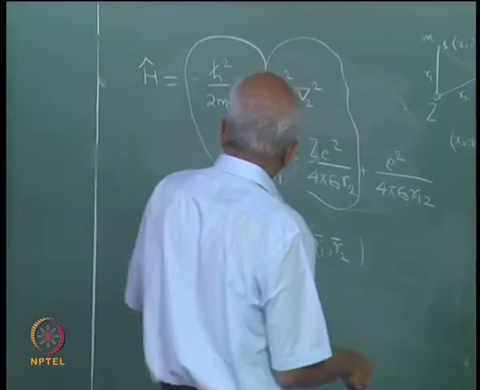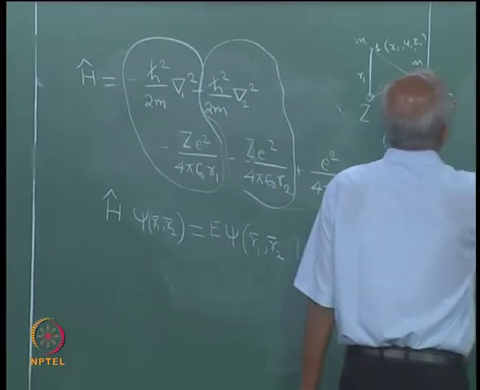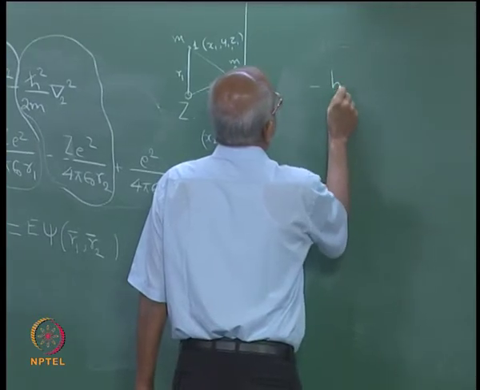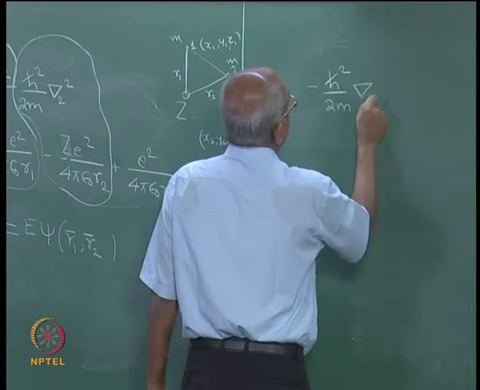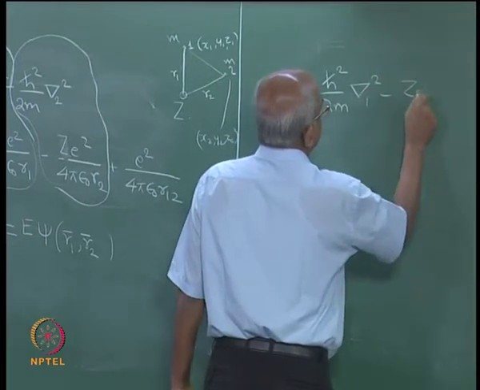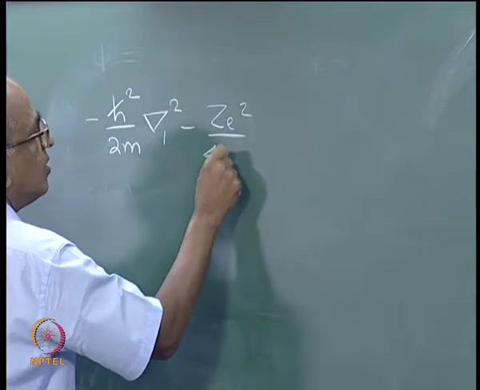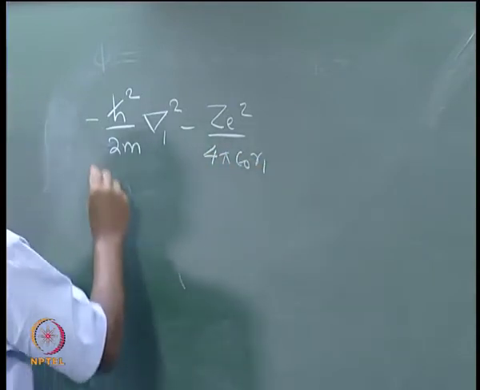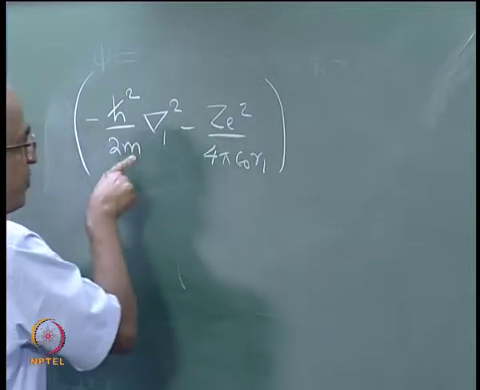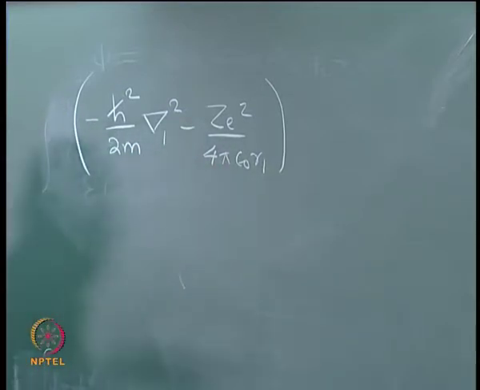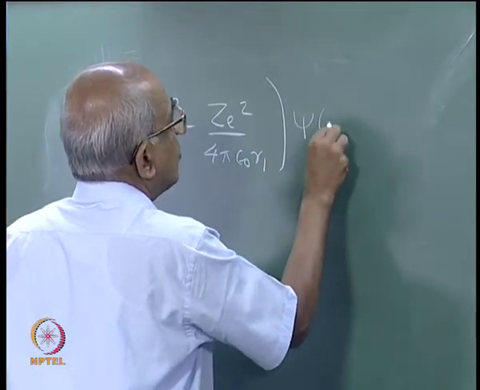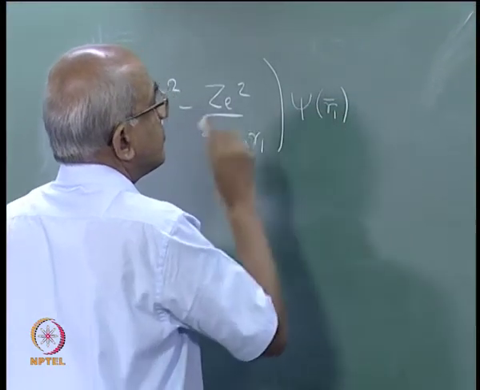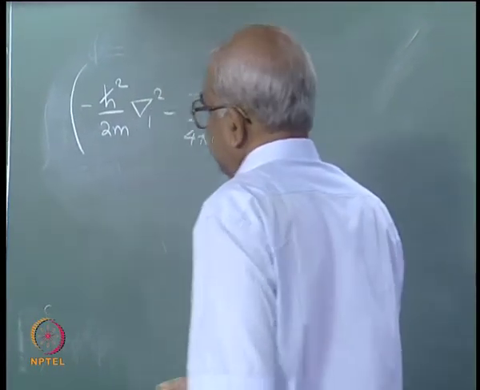So, each electron, what will happen? It will be governed by an equation which I may write as minus h cross square by 2m del 1 square minus z e square divided by 4 pi epsilon 0 r1. This will be the kinetic energy of electron 1, potential energy of electron 1 due to its interaction with the nucleus, and you will say, okay, there is a wave function which will depend upon the coordinates of that electron alone, right.